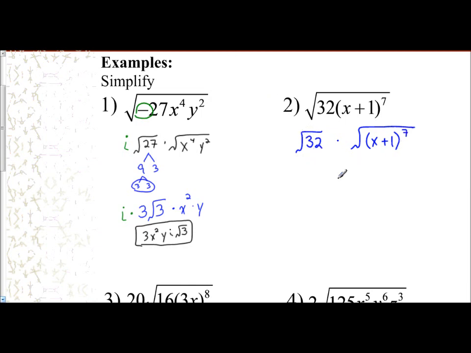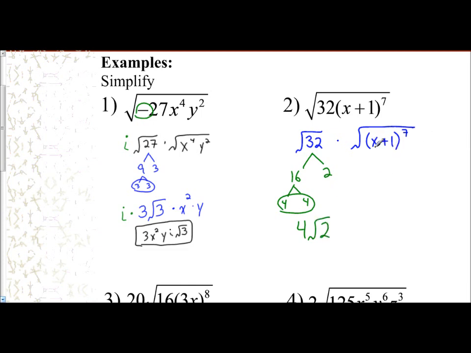Let's do the easy one, which is the square root of 32. I'm going to break it down into 16 times 2. The reason why I'm using 16 is because it's a perfect square. And so you can break a perfect square into a pair of the square roots. So I can take a 4 out, and a 2 remains inside.